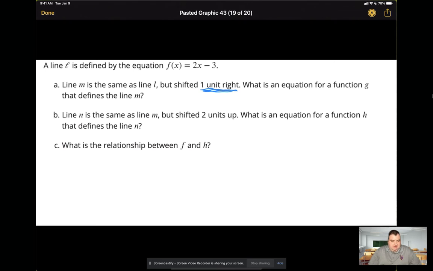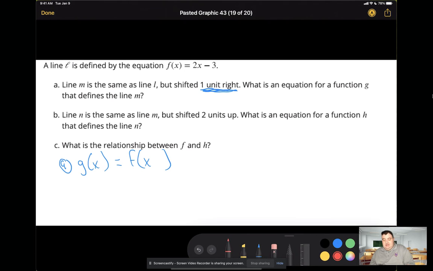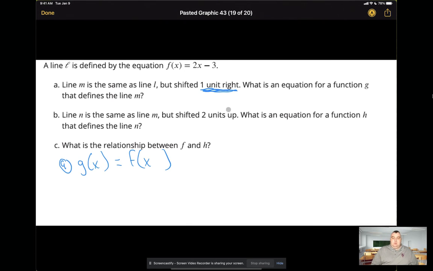So g of x is going to be equal to f of x. This is a horizontal shift, which means it needs to go on the inside of the parentheses, and I need to do the opposite. So 1 unit right would normally mean plus 1, but the opposite of plus 1 is minus 1, which means I'm going to put minus 1 in the parentheses.